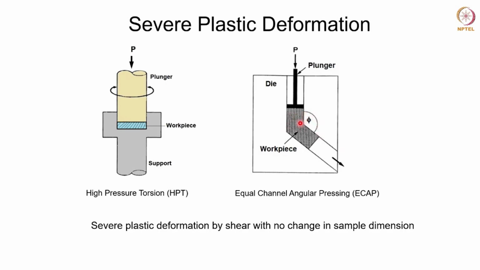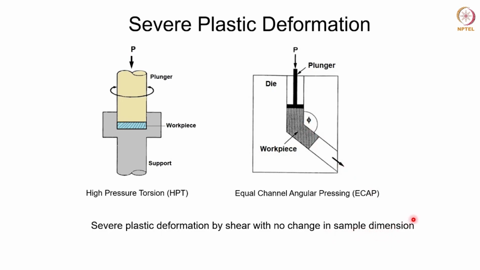This is the workpiece which is inserted into the die, and now it is pressed with the help of a plunger like this. As you apply a load through this plunger, this material will be deformed inside this die, and then through this angle it will come out from the other side without any change in the dimensions, as I said before. Although a large amount of strain and deformation is introduced into the material through the plunger and the load applied, there will be no change in the dimension of the workpiece.